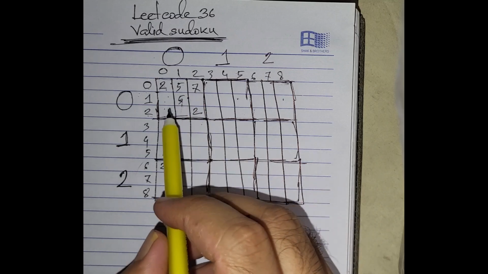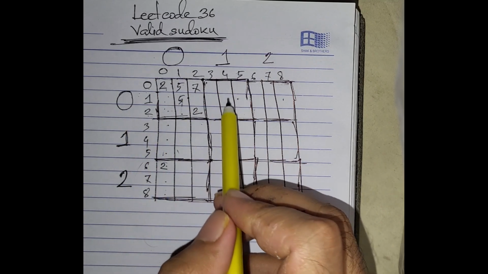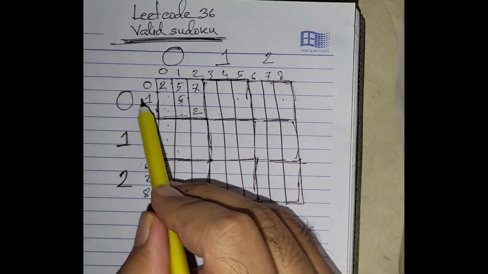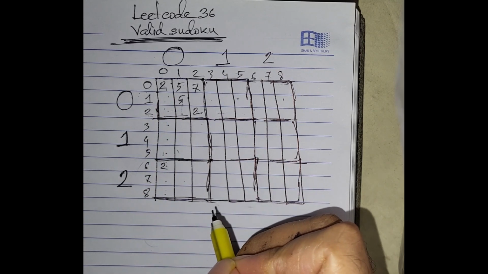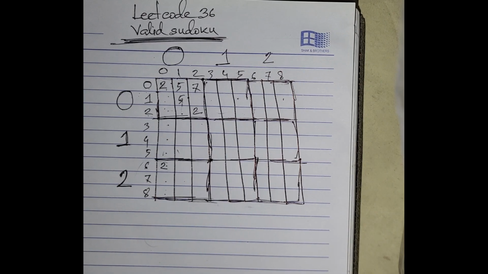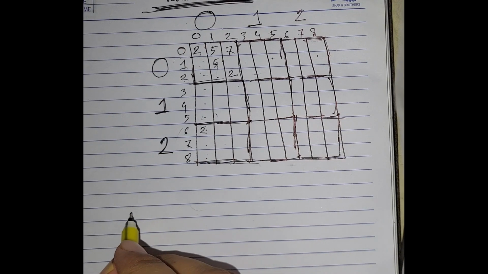And this box, column 0, row 0. This box, column 1, row 1. This box, 0, 2. Okay? Now we will solve this problem using a nested loop. Hopefully you know how nested loop works. Well, I'm going to show you anyway, pretty quickly.